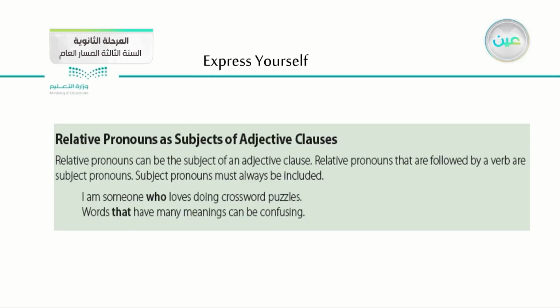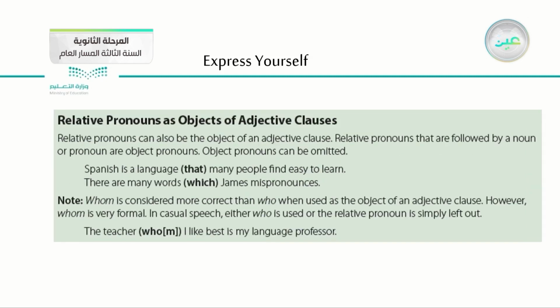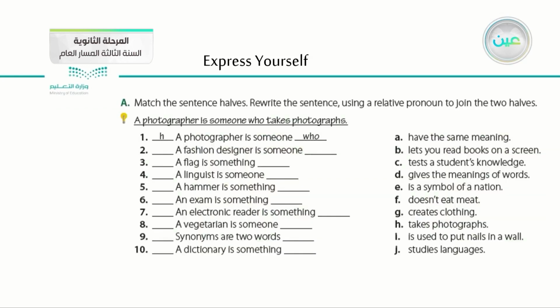After that, we've talked about the relative pronoun when it comes as a subject of the adjective clause, and we've said that the subject pronoun must always be included, while on the other hand, when it becomes the object of the adjective clause, it can be omitted. And after that, we've had some of the exercises regarding these 3 parts.